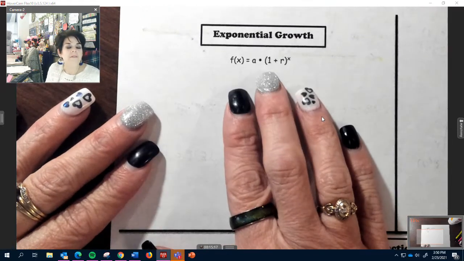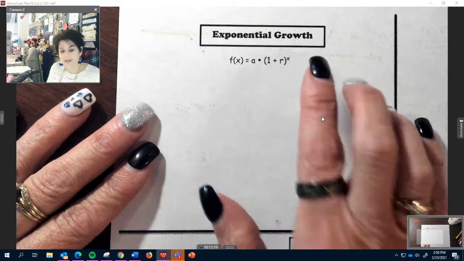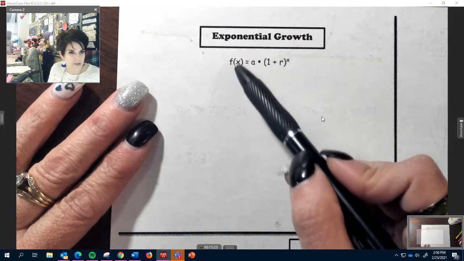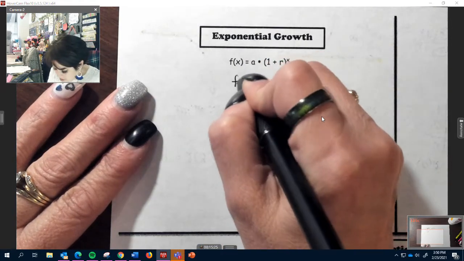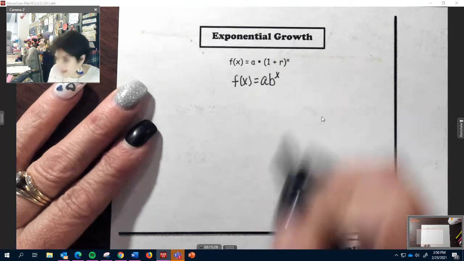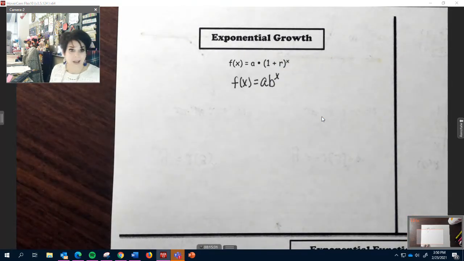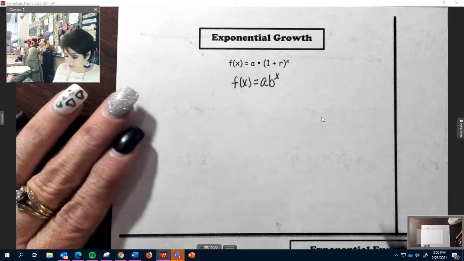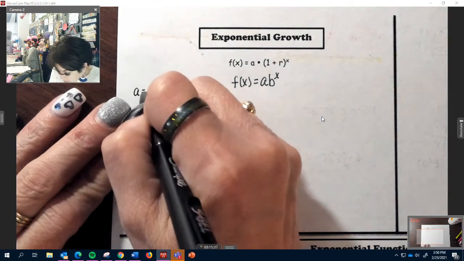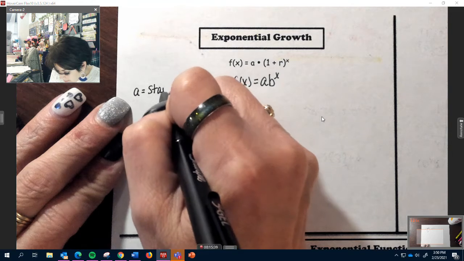So here you go. F of x equals a times 1 plus r to the x power. Now, those of you in my class know I don't really follow this. I just say, you know what? Let's just do ab to the x power, and I'm just going to know that it's growing. So here's what I've got. A is still going to be my starting amount.